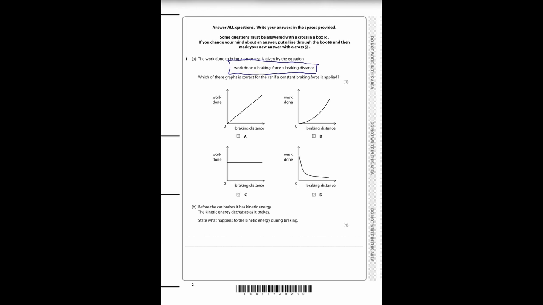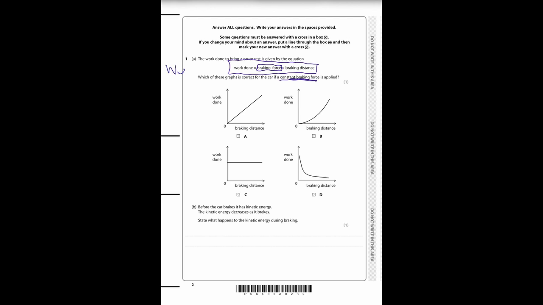And they're telling me that this equation is true. And then I've just got to find out which graph is true. So is there any other piece of information that they've told me in there that's leading me towards how they want me to answer the question? Well, something that I'm suspicious about is why they're telling me that there's a constant braking force. So the fact that they're telling me that there's a constant braking force, well, now I've realized that if there's a constant braking force, this thing over here is constant, therefore work done must be proportional to braking distance.